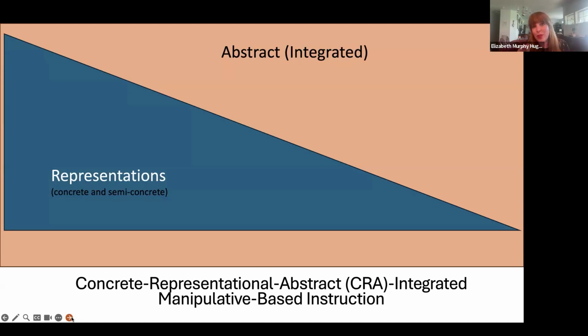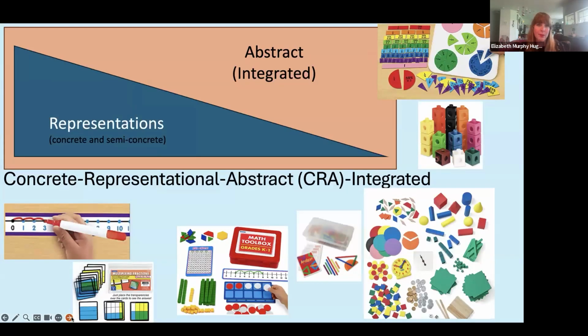But the other thing that I want you to notice about this visual is the abstract is there the entire time. Okay, early in my CRA research, I thought it had to be use the manipulatives, then have students draw pictures, then have students write the equations. But it's really much more fluid than that. And there's a lot of more recent research that shows that integrating across these areas is effective. So you'll see examples of that as well. Okay.